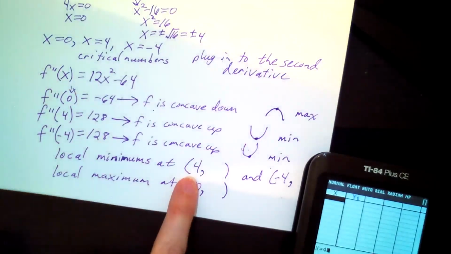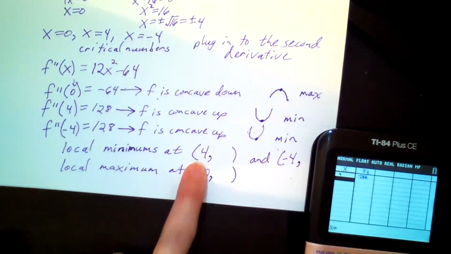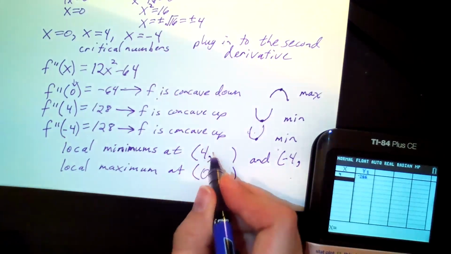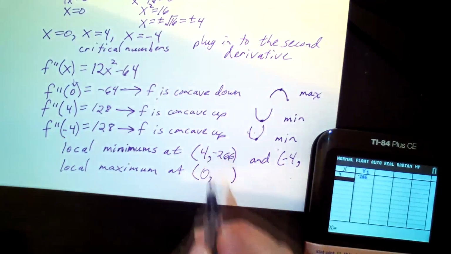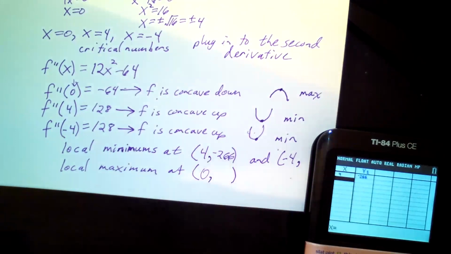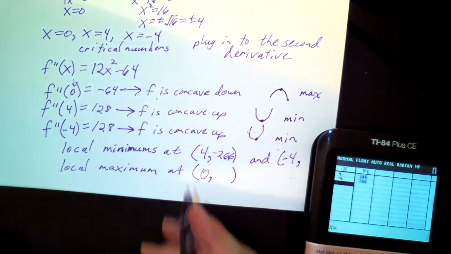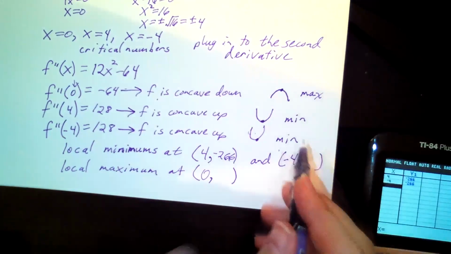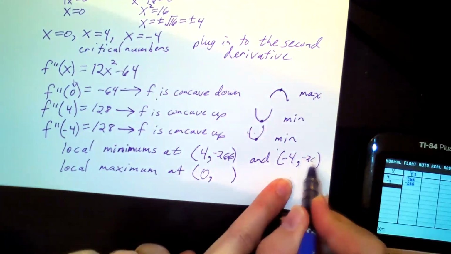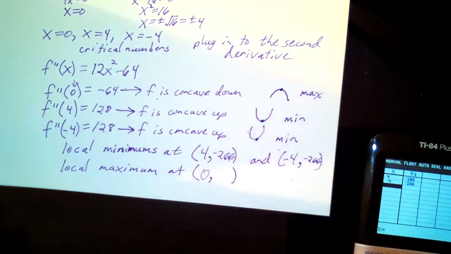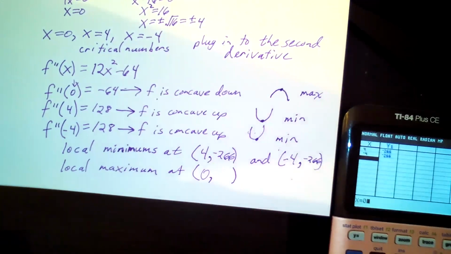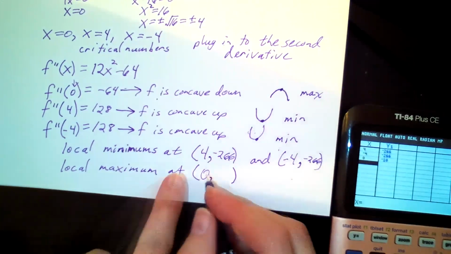We've got 4, plug in 4. I get a y value of negative 266. Plug in negative 4, and I get a value of negative 266. Plug in 0, I get a y value of negative 10.